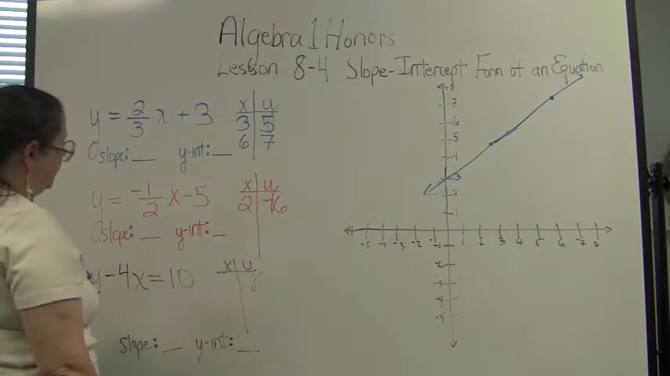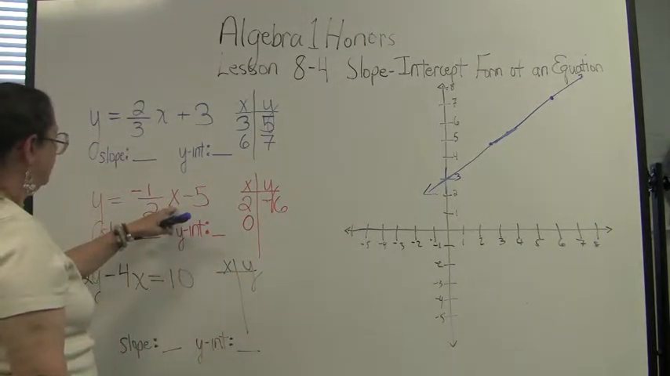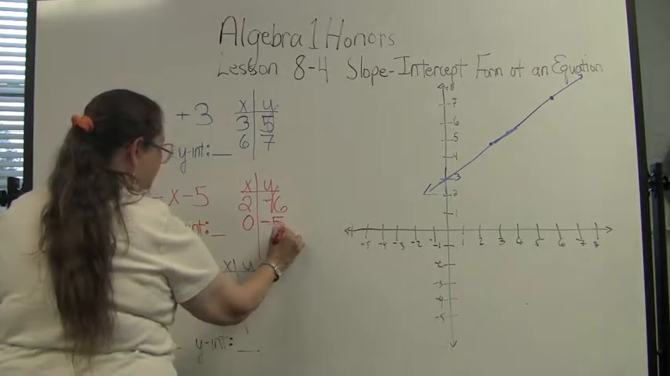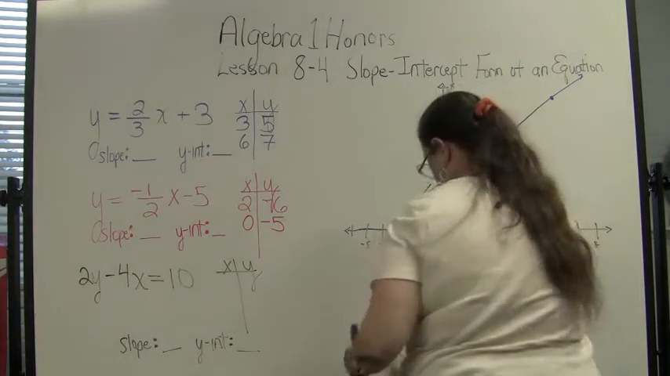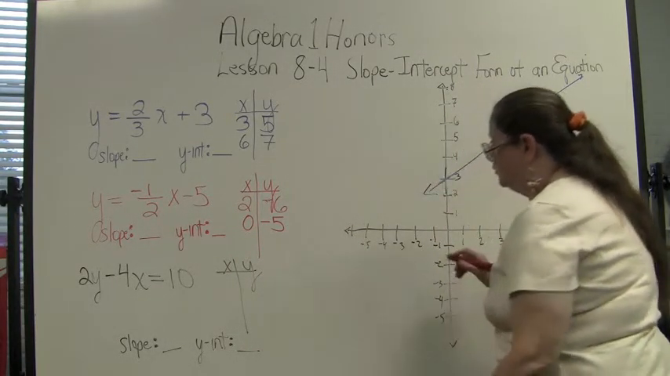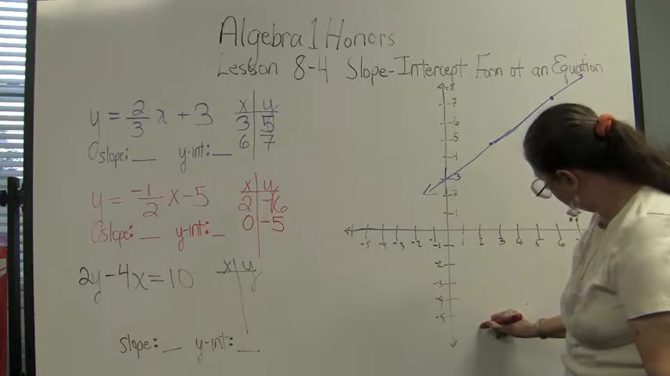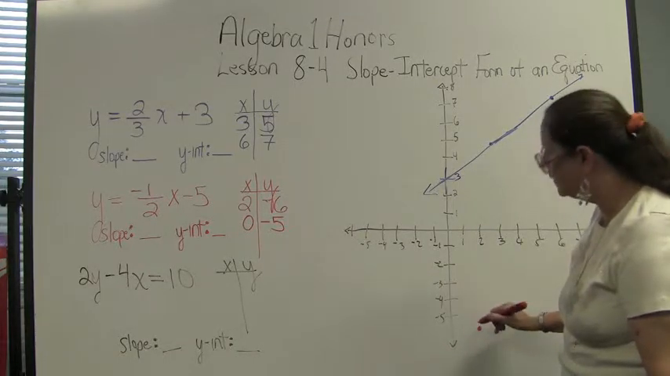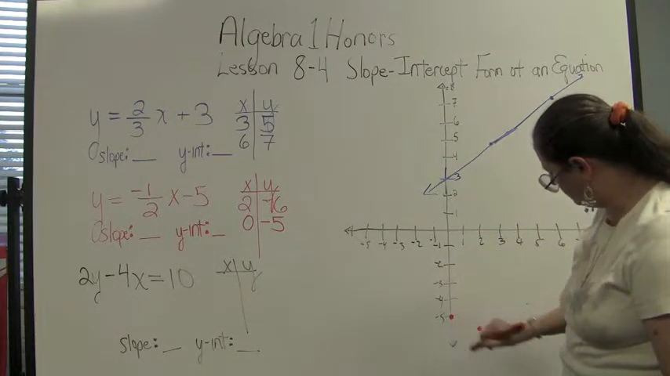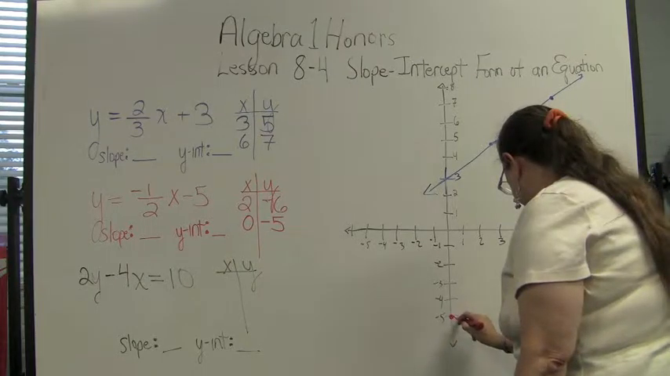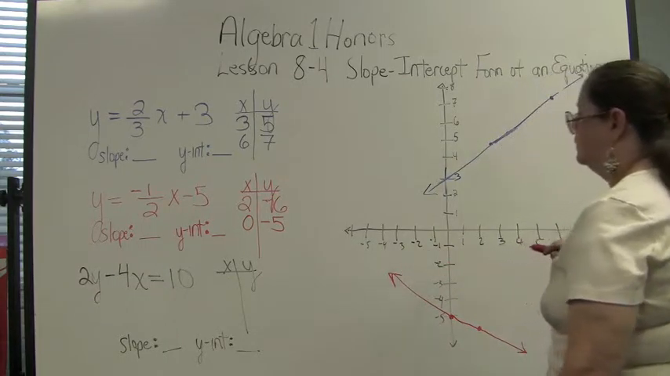And if we pick a 0 for x, then we're going to get a -5 for y. So let's graph those 2 points. We're going to go over 2 and down 6. Right here. And then over none and down 5. That's right here. And we're going to graph our line right there. Okay?